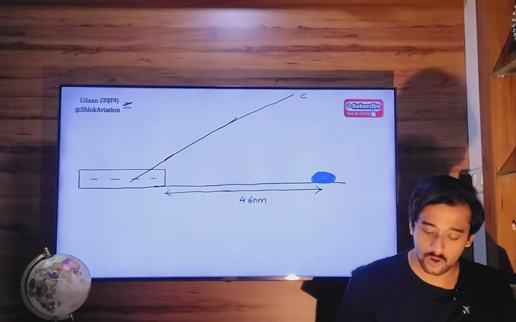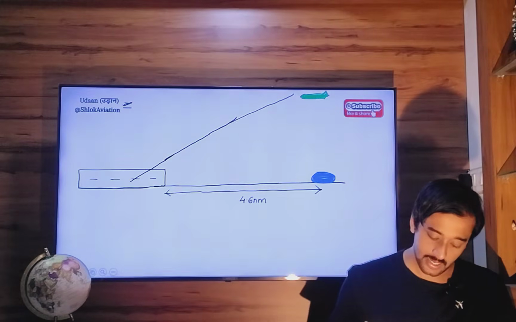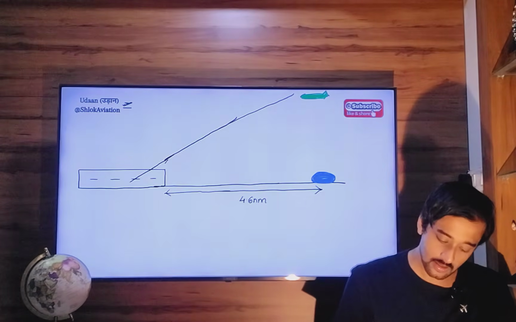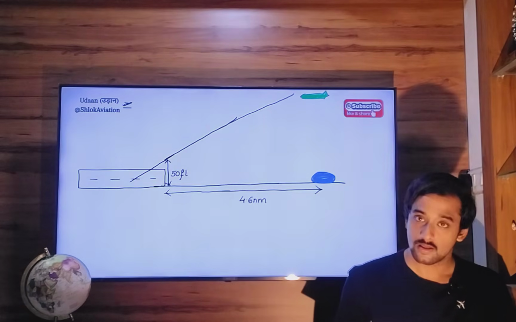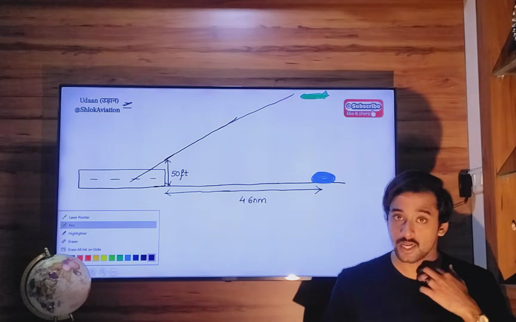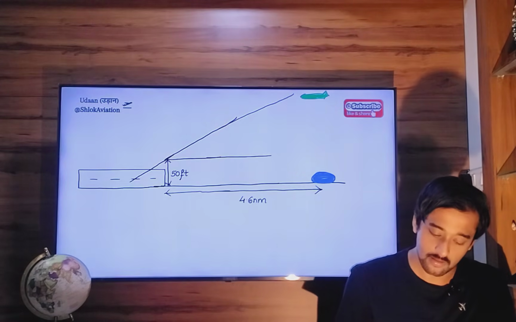Aircraft is here on this 3-degree glide slope. This 3-degree glide path is 50 feet above the runway. Okay, it passes 50 feet above the threshold of the runway. So we will make a triangle.